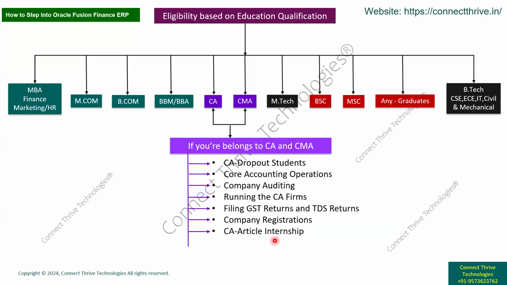This is very important. As a CA candidate or a CMA candidate, they will do the CA article internship. So instead of spending these 3 years, you can focus 1 year to learn this course in the same tenure, the same article internship period. So whether you have completed your CA or are not able to complete it, this course will give you a better career path to start as a functional consultant.